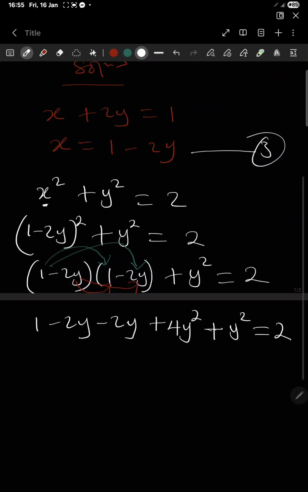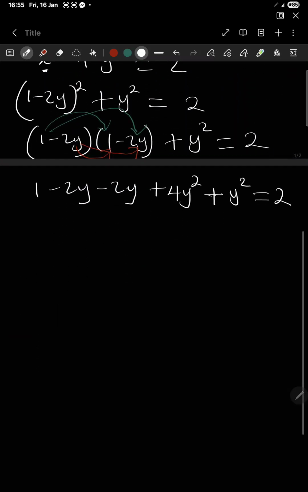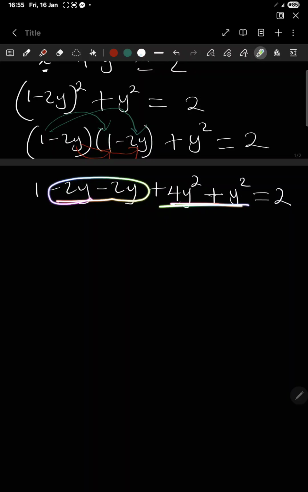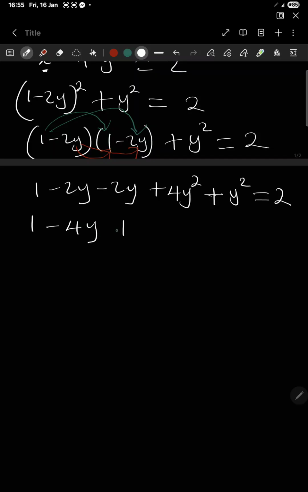From here, you can look for like terms and then add or subtract them. You can see that you have the minus 2y and minus 2y that you can add, and also the 4y squared and y squared. By doing so, you are going to have 1 minus 4y, then plus 5y squared, and then equal to 2.